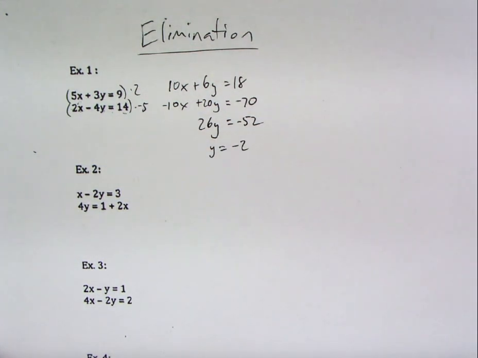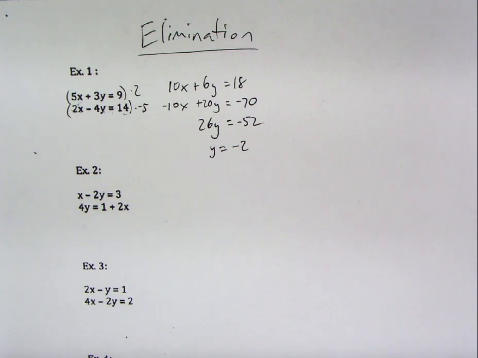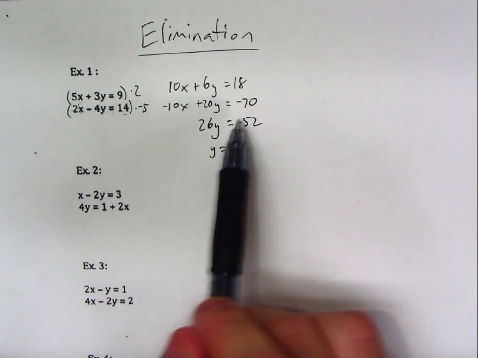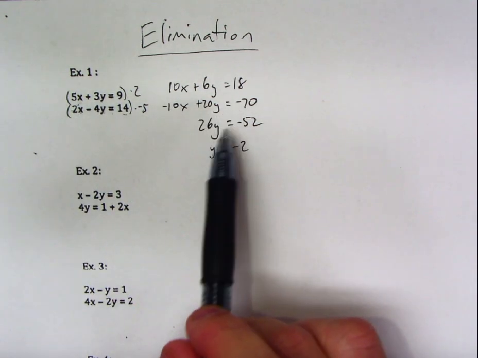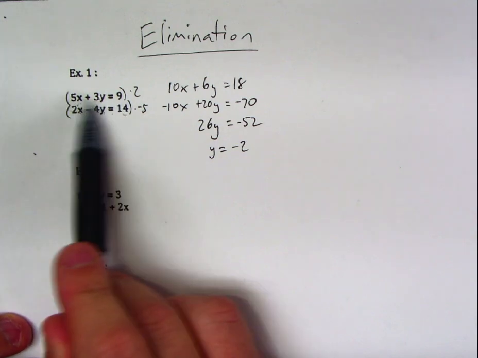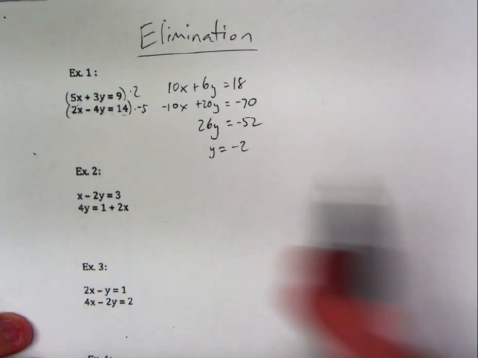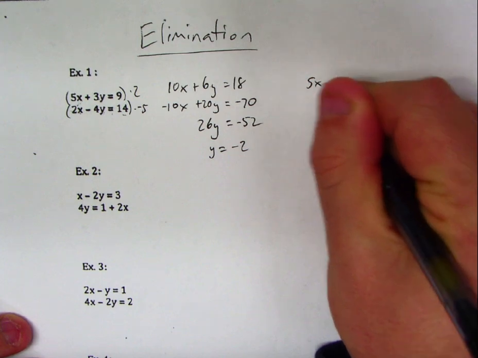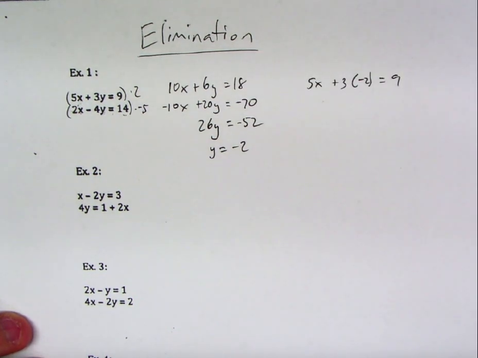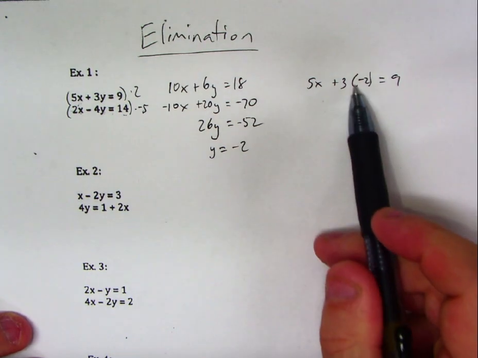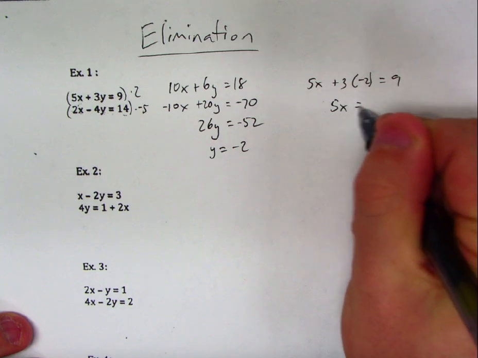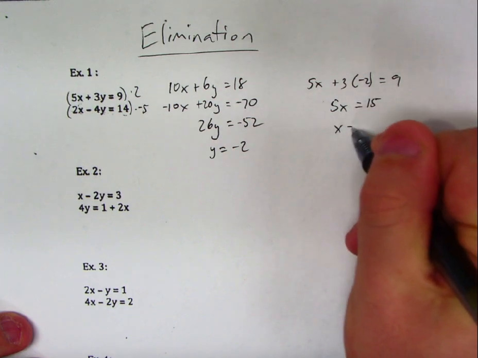I still need to find x, so now you have options. You could plug negative 2 back into any of these four equations up here. The two you started with, the two new ones, completely up to you. I'll just pick this very first one because everything's positive. So I'm going to plug negative 2 in for y. So I would have 5x plus 3 times negative 2 equals 9. That's negative 6, so add 6 over. 5x equals 15. X is 3.